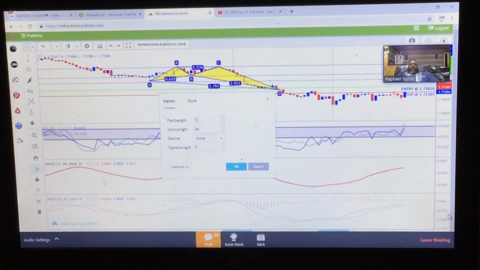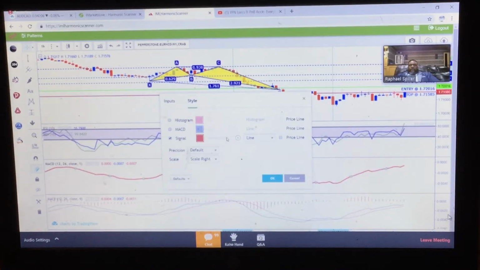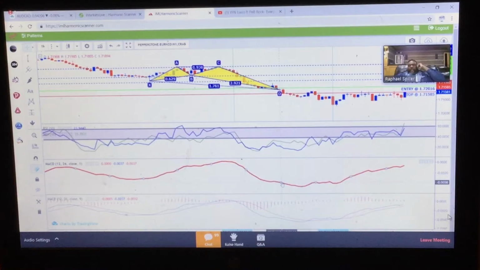But let's go to the inputs. Let's change this to 12, 26, and 1. 12, 26, 1. Then go to style. It's just like this. Then you're going to click OK, and that's how it's going to look.